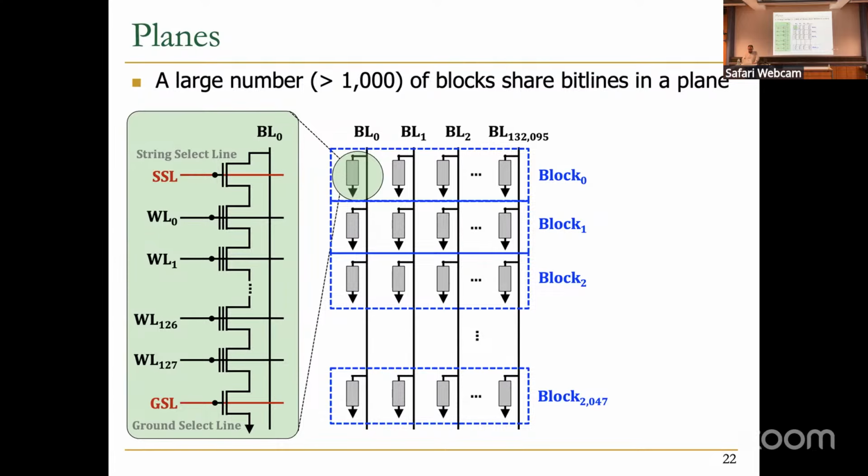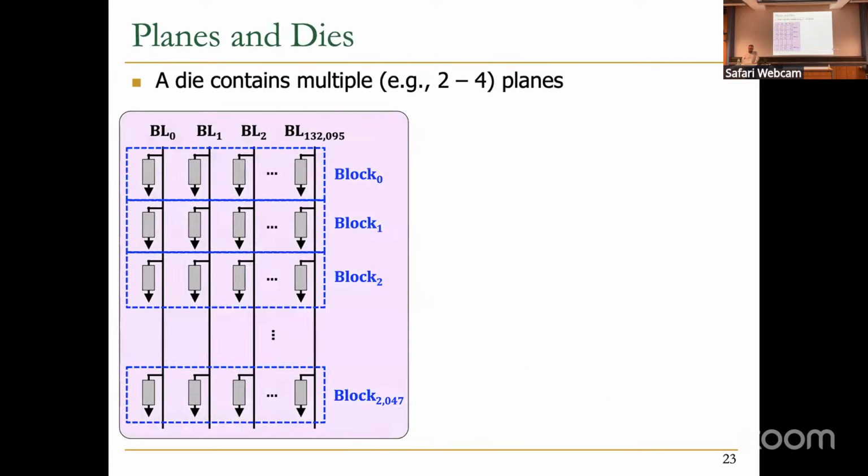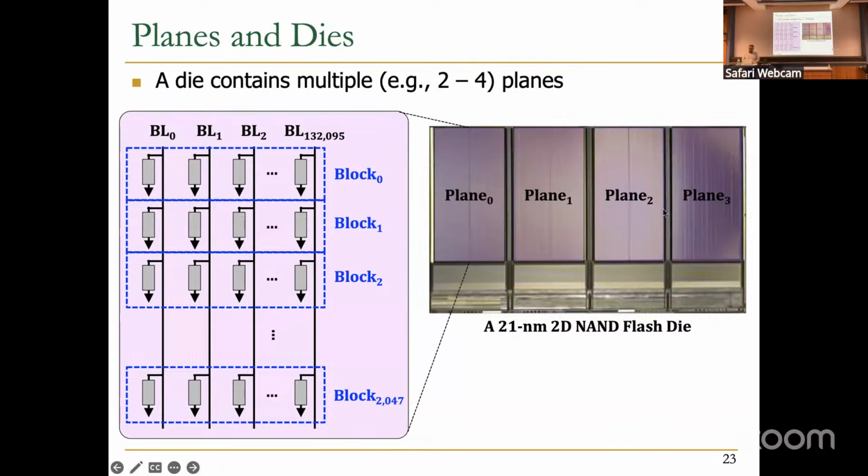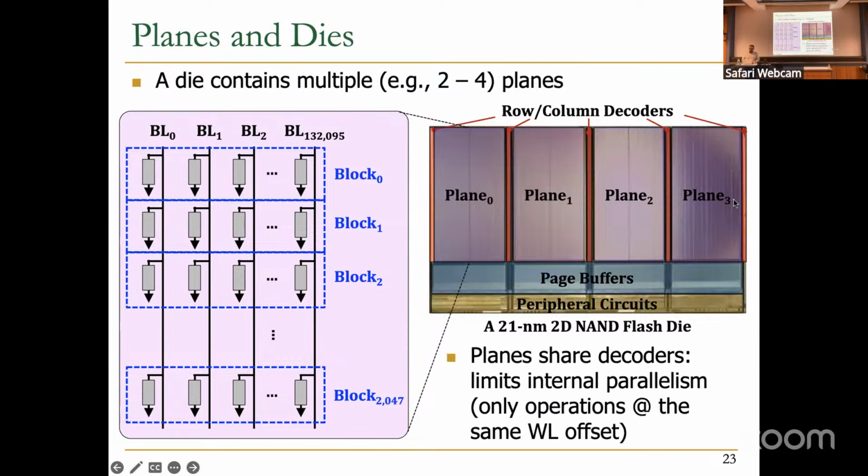So that's also a definition of plane. And then one NAND flash chip can also have several dies. So there are several planes, like 2 to 4 planes, that are essentially constructing a die. And interestingly, these planes are sharing row and column decoders. So that's why we have some parallelism here.